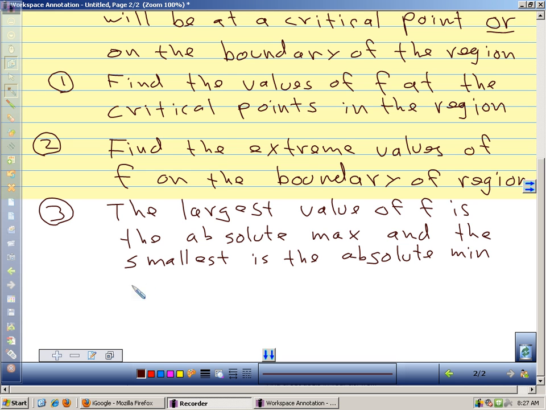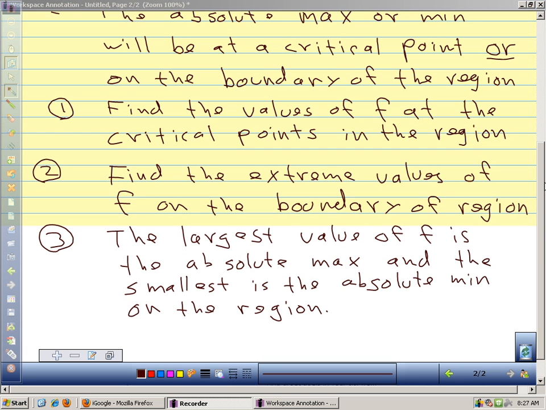And we're talking about our particular region. So these are the three steps that we always have to follow if we're looking for absolute maximum and minimum. We have to find our critical points. We have to examine the boundary, find the maximum and minimum, and find the values of our function there. The largest value of any of those points is going to be our absolute maximum. The smallest is our absolute minimum.